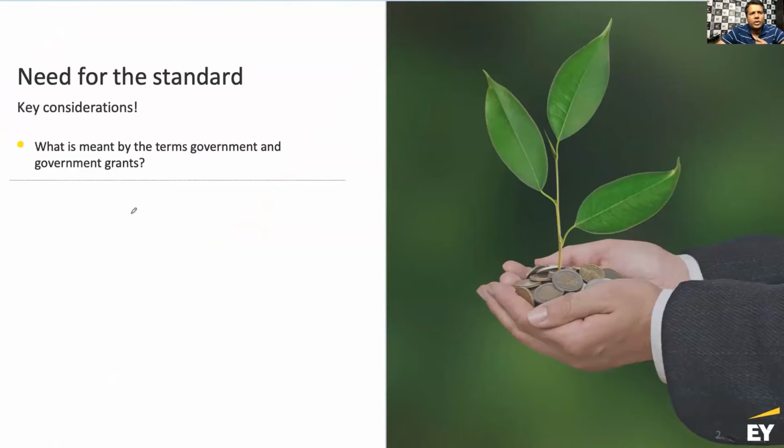So why do we need this standard? We need this standard to understand the meaning of the terms government and government grant. When we talk about government, it can be central government, it can be state government, it can be any government authority which has the power and the ability to incentivize any corporate.